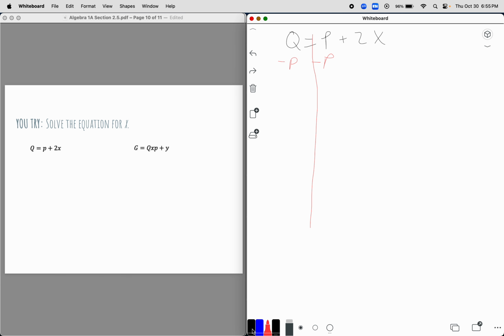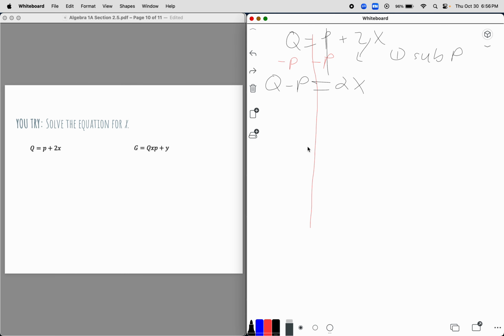Okay. The p's cancel on the left. And here we have q minus p. Right? The equal sign goes down with it. And that 2x also goes with it and drops. Yay. What did we do? We subtracted p from both sides.